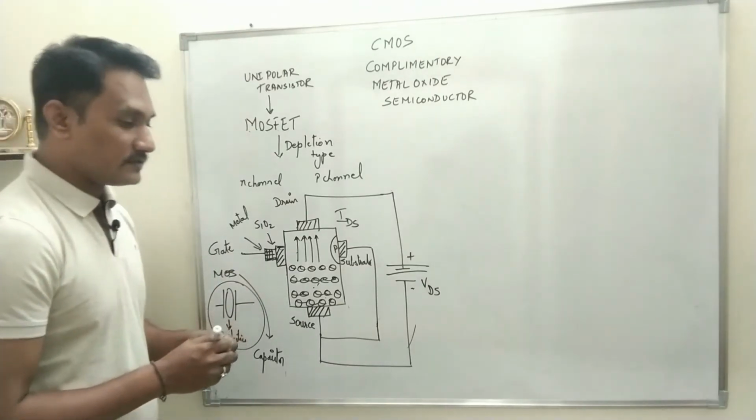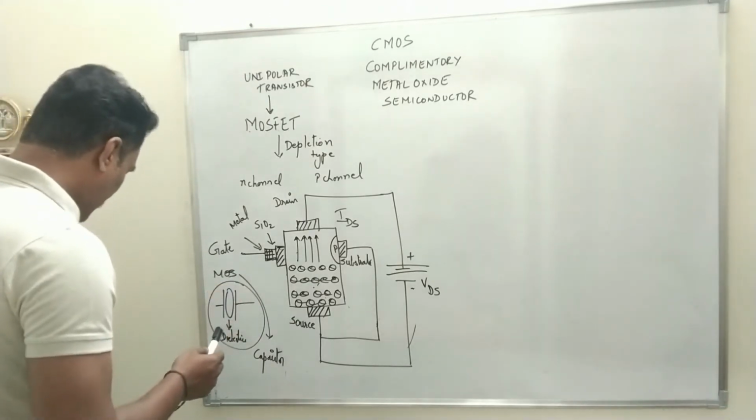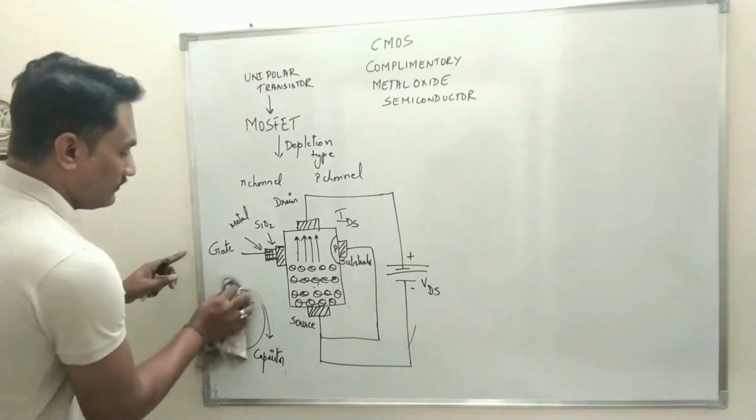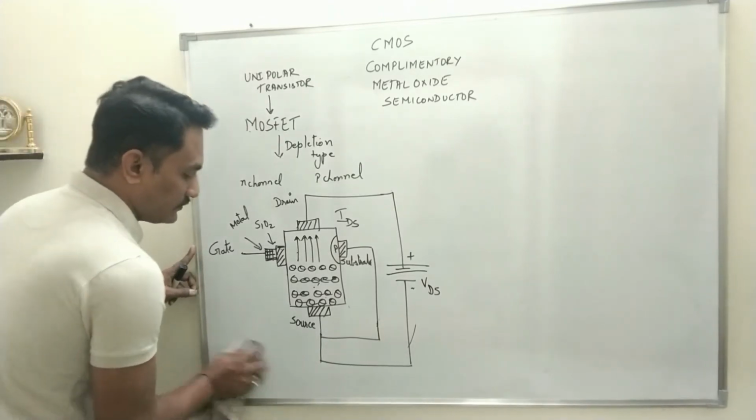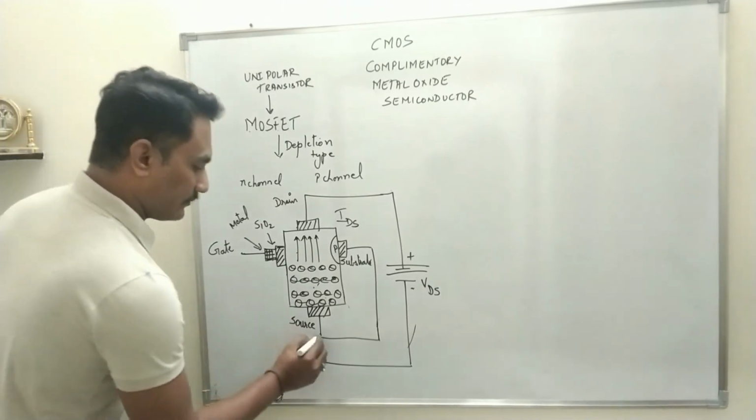As you have already understood, this metal oxide semiconductor structure acts as a capacitor which will be storing charge. So now let us connect a polarity.